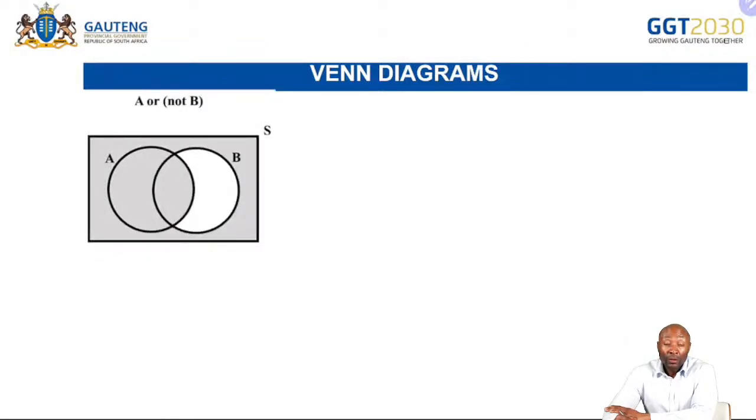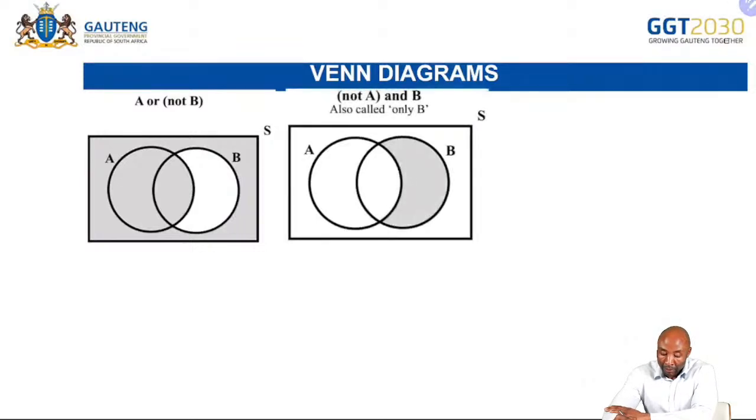A or not B. So everything that is in event A is shaded, and everything that is outside event B is shaded there. So what is white? It's what we have as our B. Now, not A and B, and we are only looking at what is in event B in this case.